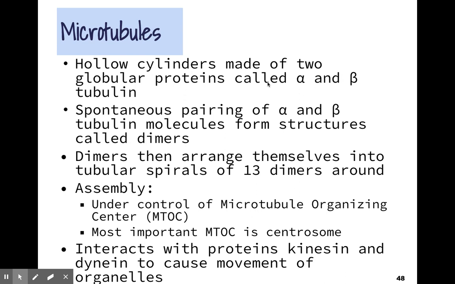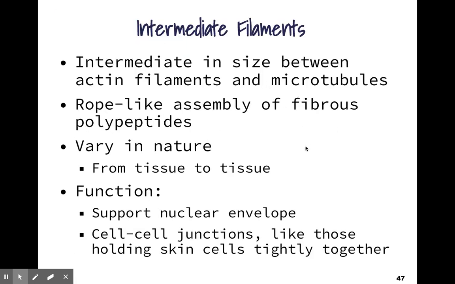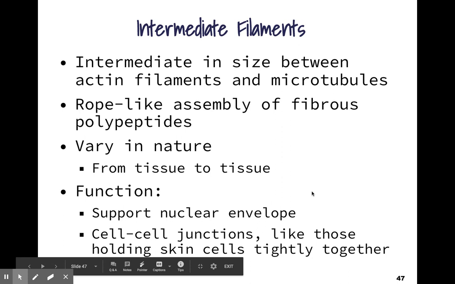Oops, I don't have the picture. Okay, so with intermediate filaments, for example, if I entwine my fingers together and link them, that's basically how your cells are linked to each other. So they have these intermediate filaments, which form what's called a cell-to-cell junction. And that's what holds your skin cells tightly together through these filaments.